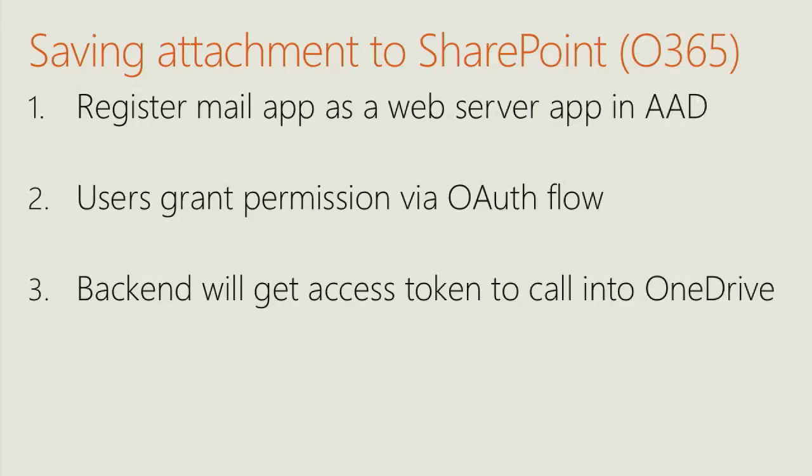But there are going to be three main steps. The first step is going to be to register the Mail app as a web server app. And that step I've already done. And if you're interested in how to do it, I'll point you to documentation. Or there was a talk yesterday morning that also showed how to do this. In the second step, the user will grant permissions via OAuth. And this is going to be a very standard OAuth flow. And then finally, in the last step, now that the user granted permissions and we have a token, we just call into OneDrive. And so that's what I'll show you how to do.